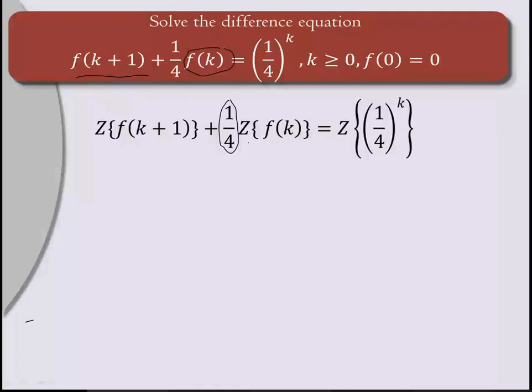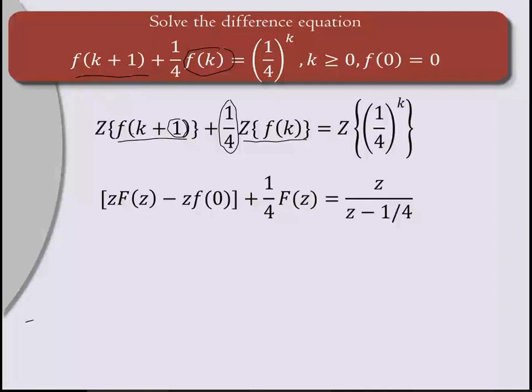Now the z transform of f of k will be f of z. Here use the formula of the z transform of f of k plus n. n is 1, so it will be z f of z minus z f of 0. So using the standard formula, it will be z f of z minus z f of 0 plus 1 by 4 into the z transform of f of k, which is f of z. Now the z transform of a raised to k is z upon z minus a.